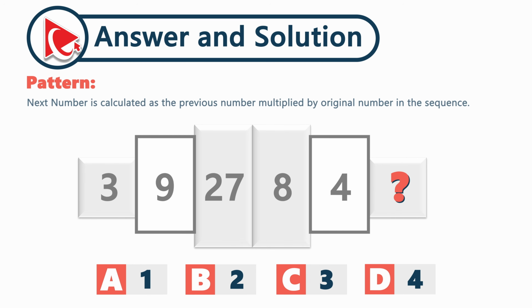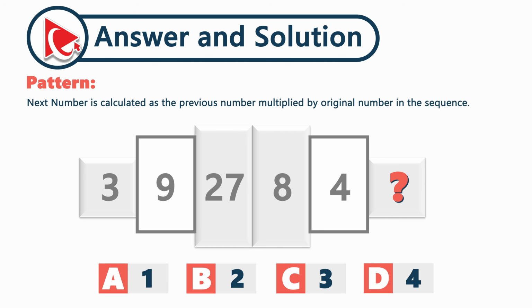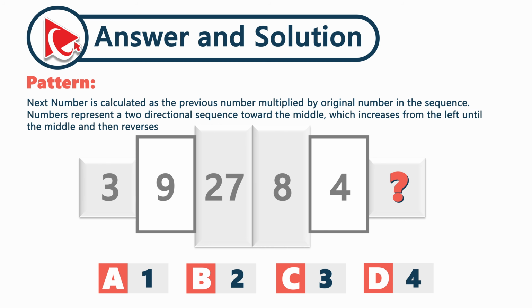In fact, next number is calculated as the previous number multiplied by the original number in the sequence. For example, 3 multiplied by 3 equals 9. In fact, numbers represent a 2-directional sequence toward the middle, which increases from left until the middle, and then reverses. Let's start from the left. 3 multiplied by 3 equals 9. 9 multiplied by 3 equals 27. At this point, pattern reverses, and we need to start from the right.